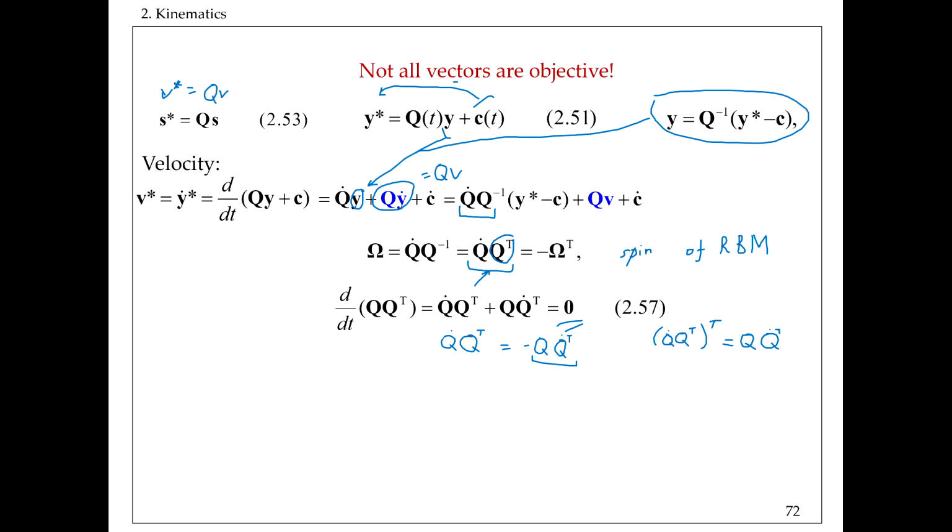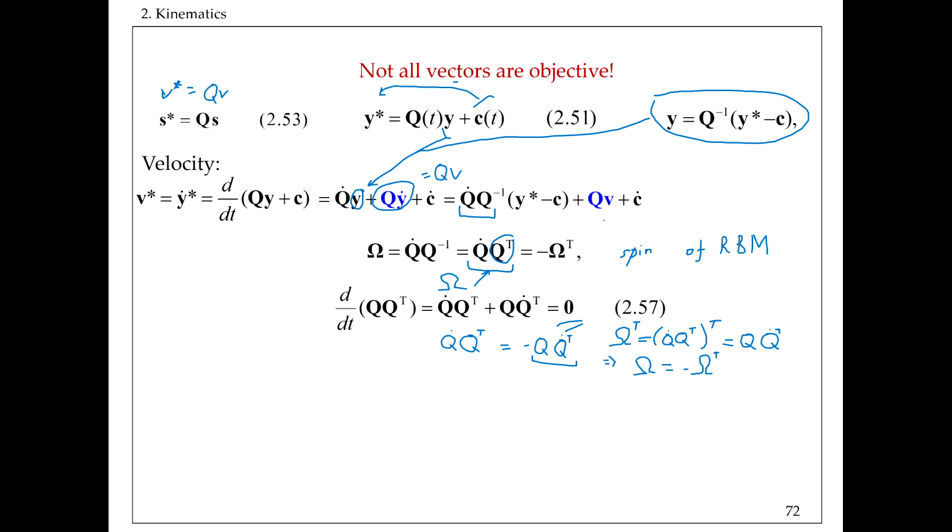So we can say that that actually was exactly our spin omega, right? And so this is exactly omega transpose. So then we can conclude that the spin of the rigid body motion, theta, is equal to minus omega transpose. So this is the antisymmetric tensor.